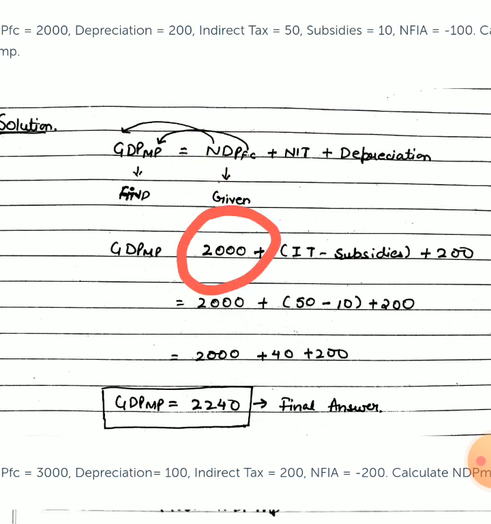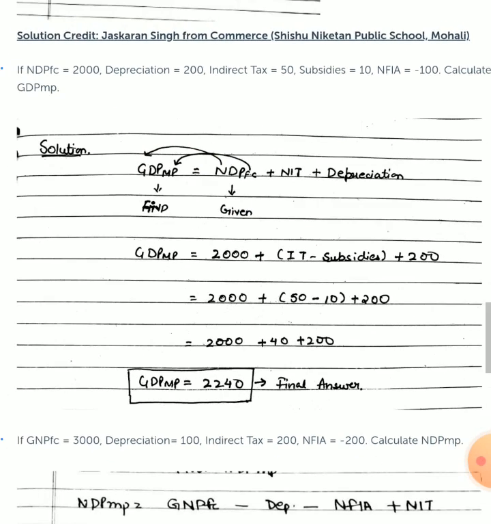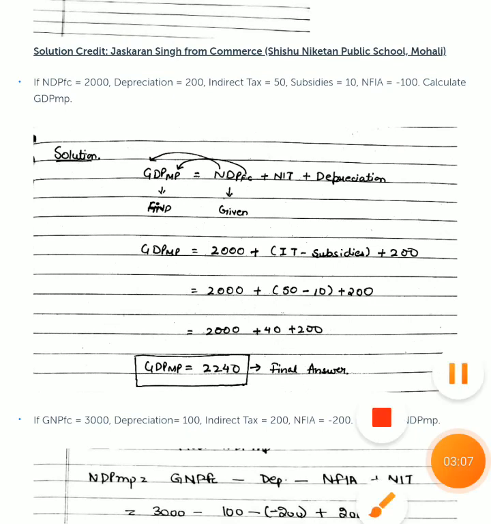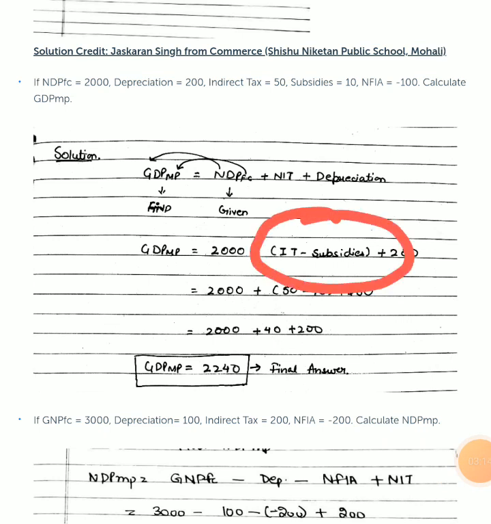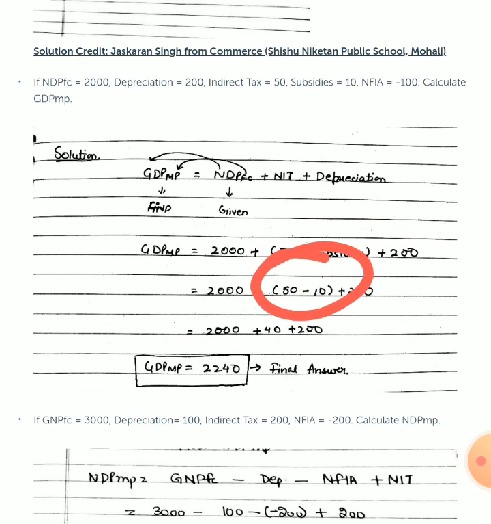Then we will write the values which are given in your paper. So what is the value of NDPFC? NDPFC is 2000. After that, what is the value of NIT? NIT is not given to you directly, so what is the formula for NIT? IT minus subsidies. IT is given 50 in your question here, and subsidy is given 10, so 50 minus 10, you will get NIT.